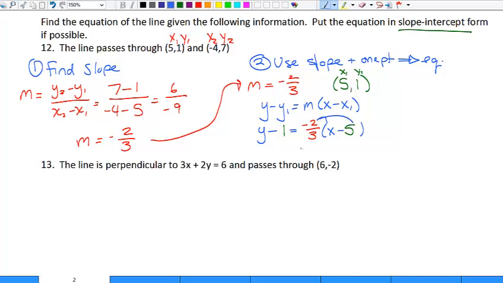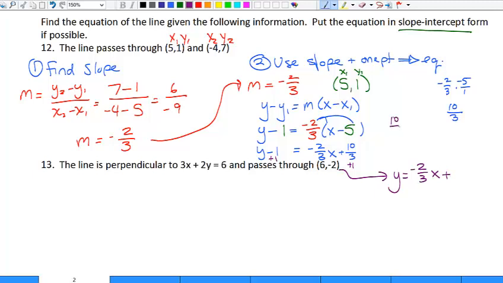So I'm going to distribute and clean this up a little bit, which gets me negative 2/3 x. Negative 2/3 times negative 5. If you want to do that work off to the side of your paper, multiply the tops, I'm getting positive 10. Multiply the bottoms, you're getting positive 3. So that's positive 10/3. And then I need to add 1 to both sides. So let's see here. If I add 1 here, I'm going to have to add 1 here. And then my equation is going to be y equals negative 2/3 x plus whatever 10/3 plus 1 is.